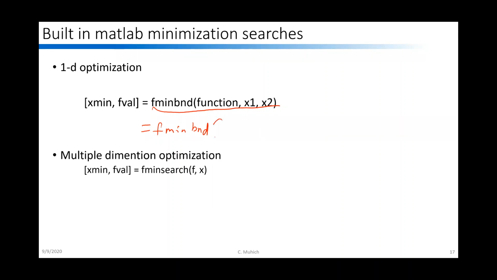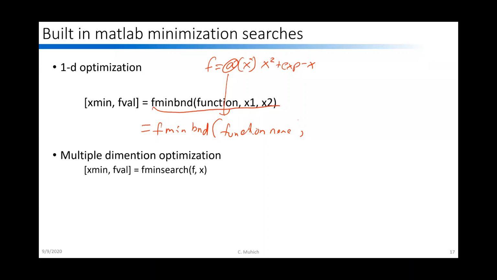So just like any function, we can just put in the function name. This could be simple, such as f equals at x squared plus exp negative x, for example.